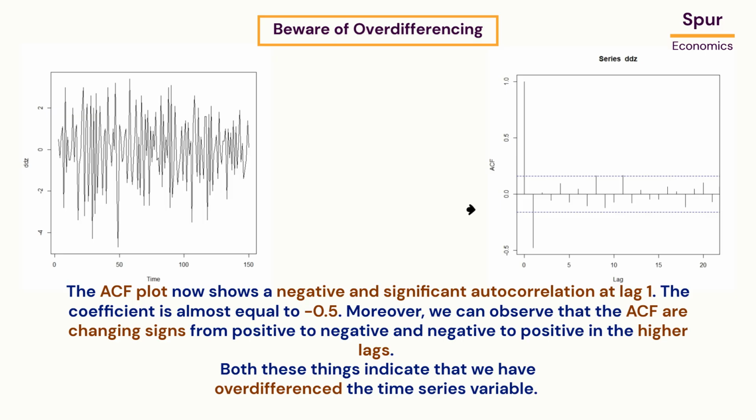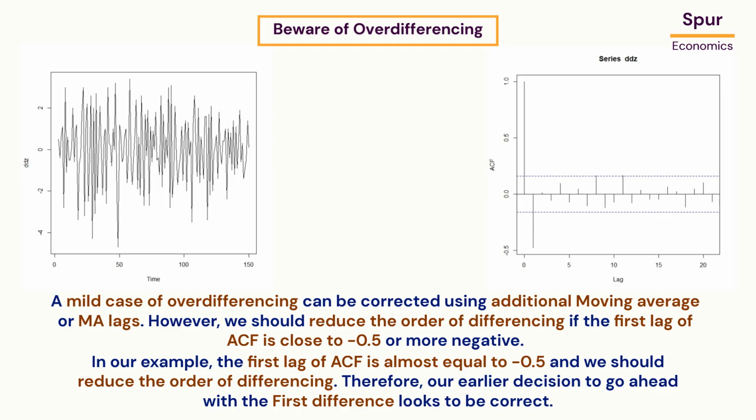Both these things indicate that we have overdifferenced the time series variable. A mild case of overdifferencing can be corrected using additional moving average or MA lags. However, we should reduce the order of differencing if the first lag of ACF is close to -0.5 or more negative. In our example, the first lag of ACF is almost equal to -0.5 and we should reduce the order of differencing. Therefore, our earlier decision to go ahead with the first difference looks to be correct.